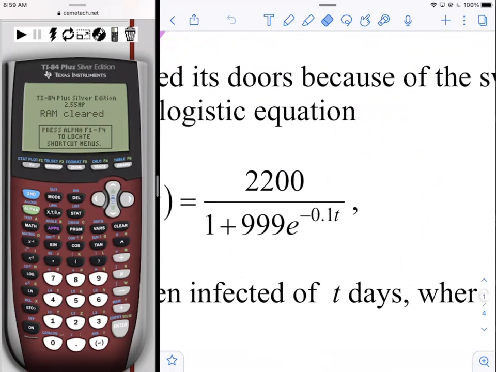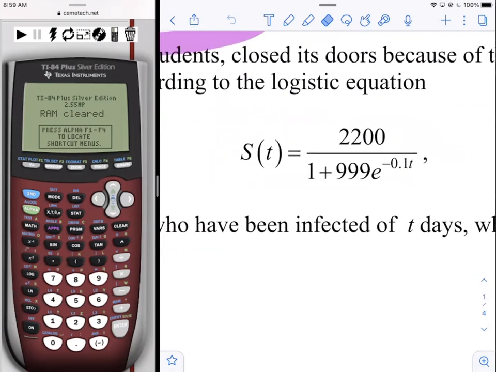This is your upper horizontal asymptote at y equals 2,200. And then you're going to have in the bottom one plus the number times e to a power. So what I want you to do now is go ahead and put this equation into your calculator under y equals and try to come up with a good viewing window. Or type in the viewing window that I gave you yesterday, and I'll be right back.